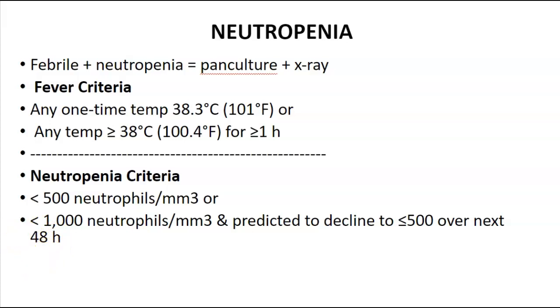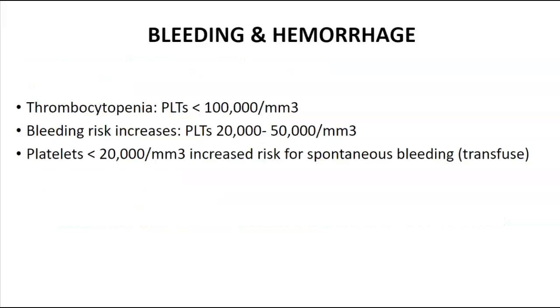So neutropenic fever, the criteria is any one-time temp of 38.3, or any temp greater than 38 for over an hour. So if that happens, then we have to culture that patient and get them started on antibiotics right away. Most important would be drawing those cultures. It's always number one. Before you give any antibiotic, get the cultures. And then bleeding and hemorrhage.